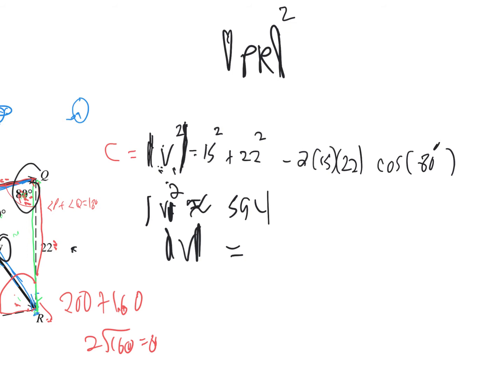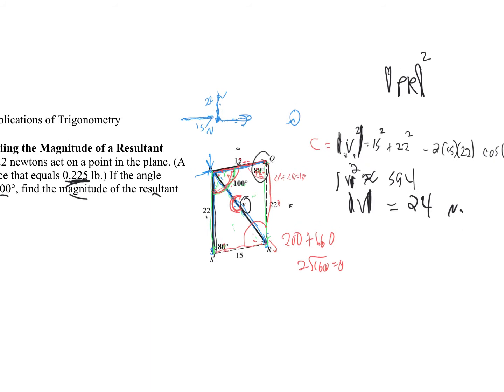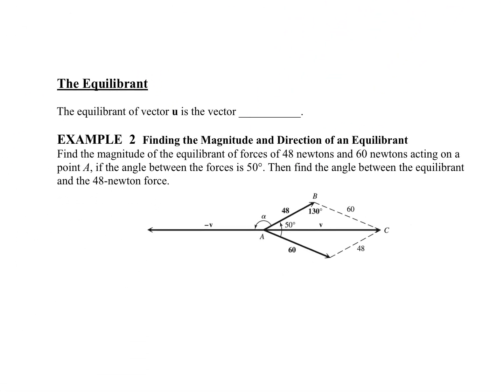And I'm going to round it. Since they gave me all whole number newtons, I'm going to round it to whole number newtons. It's 24 newtons. So all we found right now was the magnitude of the resultant. We didn't find the direction. That would involve finding the angle here, but we haven't done it yet. That's probably coming up in the next problem. Wrong problem. Oh, there's another one down here.